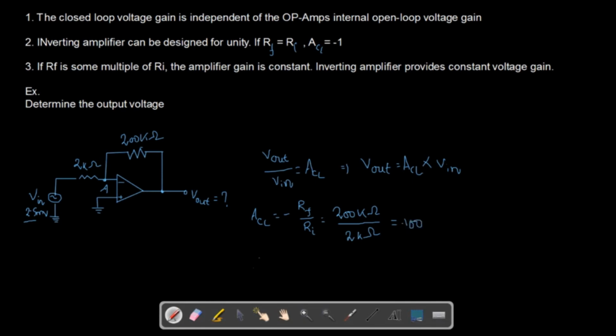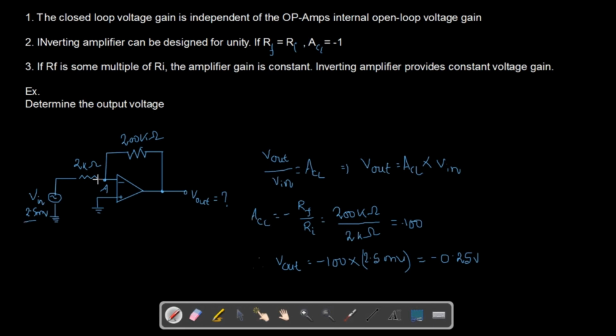So in that way I can easily find Vout. Vout is equal to ACL, which is minus 100, times the input, 2.5. In the answer line itself, I'll write the unit, millivolt. Then you can multiply it by 100 and do your conversions and convert it into volts. So 0.25 volts. You see, this is a simple problem.